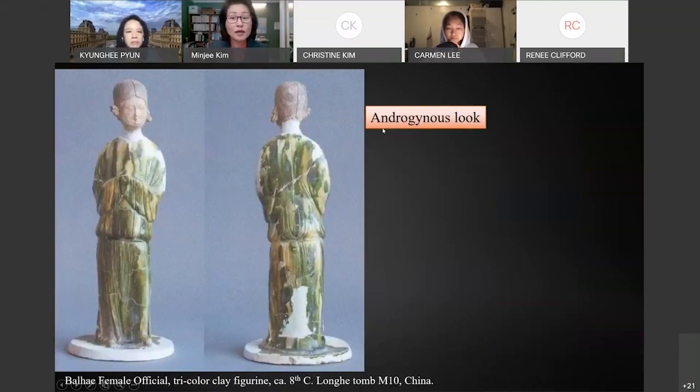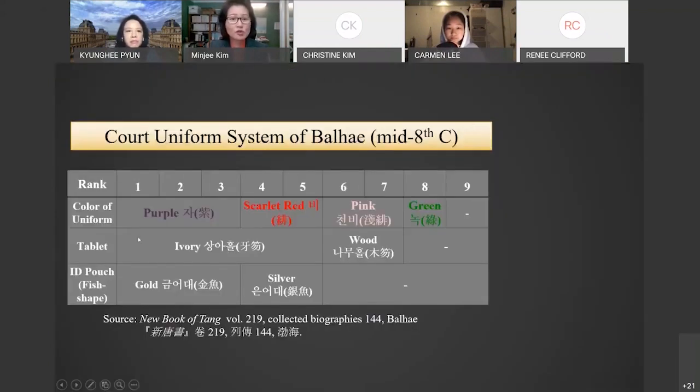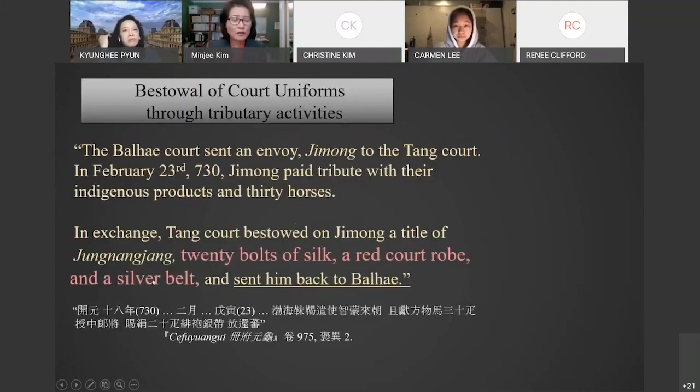So Dalyong was an androgynous look. And this shows the court uniform system of Balhae. It shows color and tablet, the material of tablet, and the ID pouch. The ID pouch could be embellished with gold or silver, depending on their rank. So higher rank embellished their ID pouch with gold, a little bit lower rank embellished with silver. And how they managed very similar style of court uniform. So if you see this record, it explains how they managed the court uniform system that similarly.